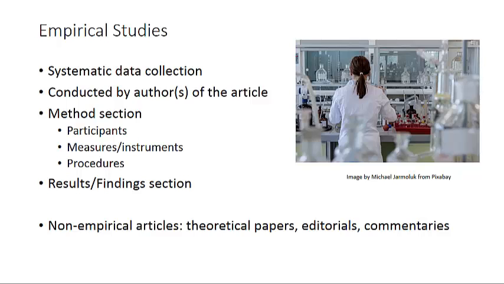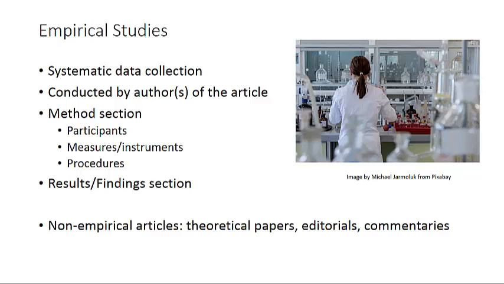A key to identifying an article as describing an empirical study is to look for a description of the method of the study and a summary of the results. The method typically has sections such as participants, measures or instruments, procedures, and so forth. The results or findings section presents the author's detailed analysis of the data they collected.